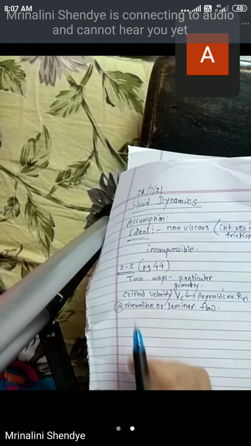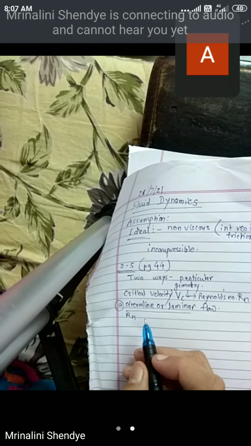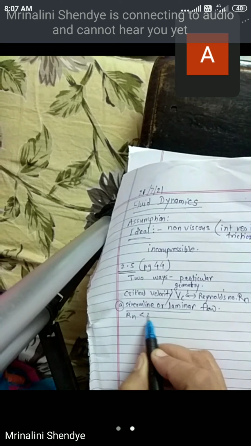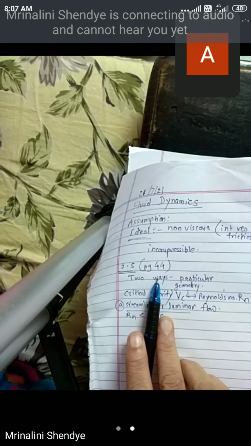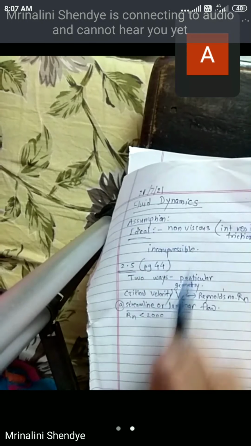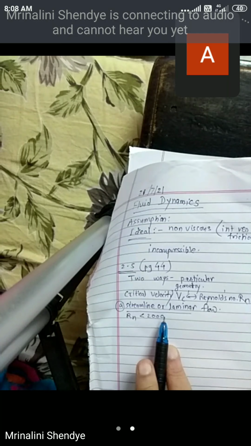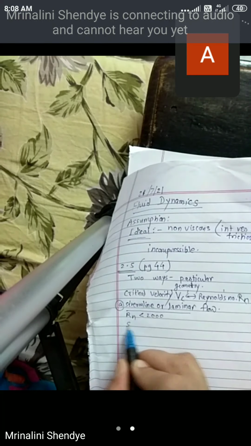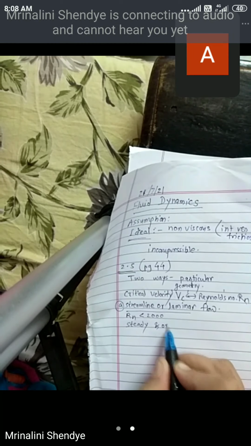So what happens if the flow is streamlined? The value of this Rn is less than 2000. So the first basic flow of fluid in motion is streamline or laminar flow. This flow is steady and has an orderly pattern.